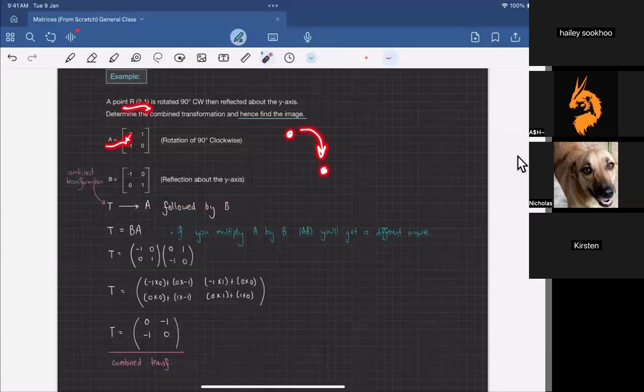And then whatever point I get, I'll multiply it by B to get my other point, which is a reflection about the y-axis. But to do that, I have to do 2 sets of multiplication. Yeah. Okay, but you understand the process. Yeah. Cool.